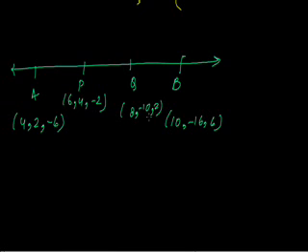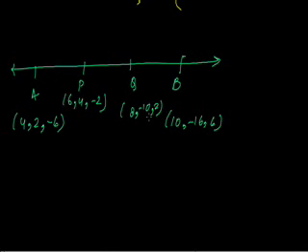AB is the line segment joining two points A and B, and P and Q are the points trisecting the line segment joining AB. Point A is 4, 2, -6, and B has the coordinates 10, -16, 6, and we have to find the coordinates of the points P and Q.